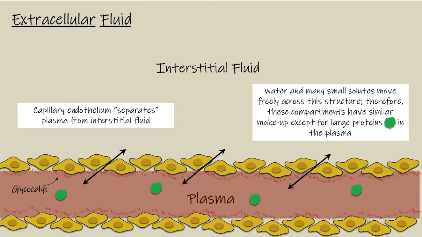Water and many solutes can move readily between the plasma and the interstitial fluid. They do so through clefts between the endothelial cells. So, the small solute compositions between plasma and interstitial fluid are quite similar. Large plasma proteins, however, are much more restricted, so plasma contains considerably more protein than the interstitial fluid.